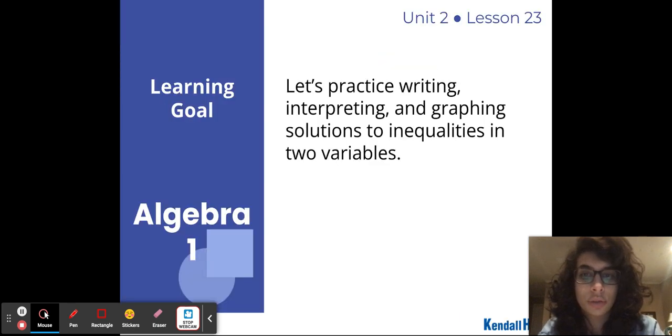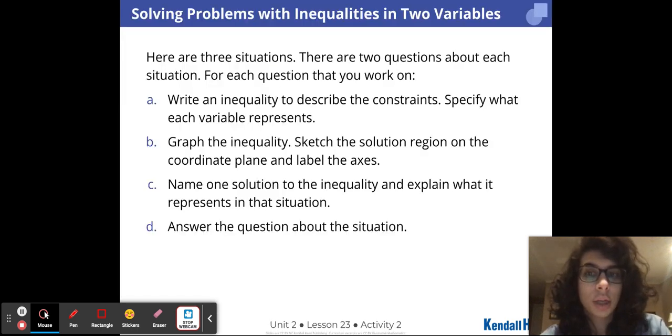So, our learning goal for today is that we're going to practice writing, interpreting, and graphing solutions to inequalities in two variables. Here, there are going to be two situations given to you and two questions about each situation. I want you to write an inequality to describe the constraints, specify what each variable represents. I want you to graph the inequality using things that we learned from our previous lesson. Sketch the solution region on the coordinate plane, and label the axes. You want to name one solution to the inequality and explain what it represents in that situation, and I want you to answer the question that I gave to you.